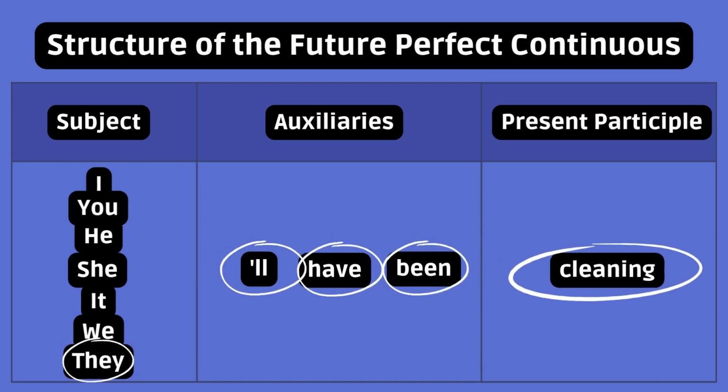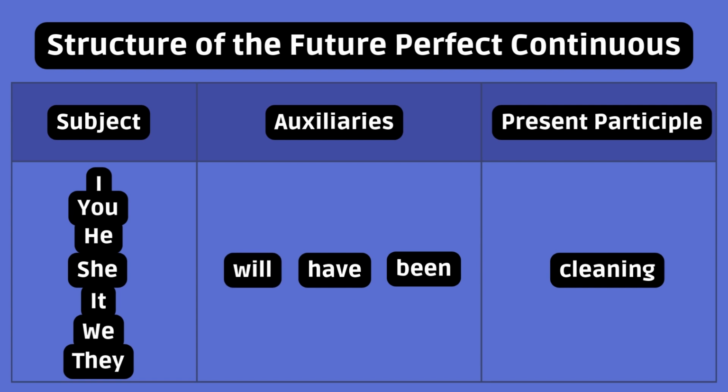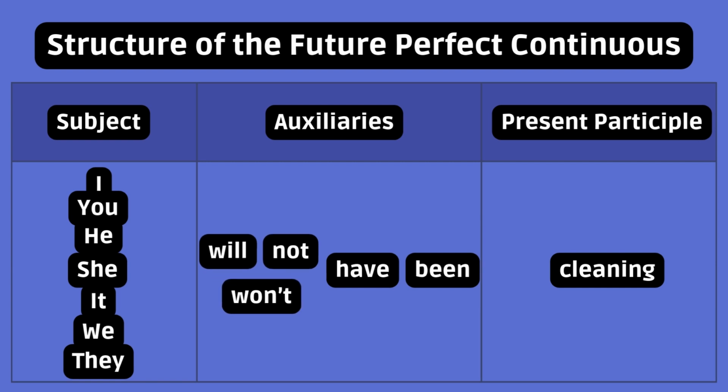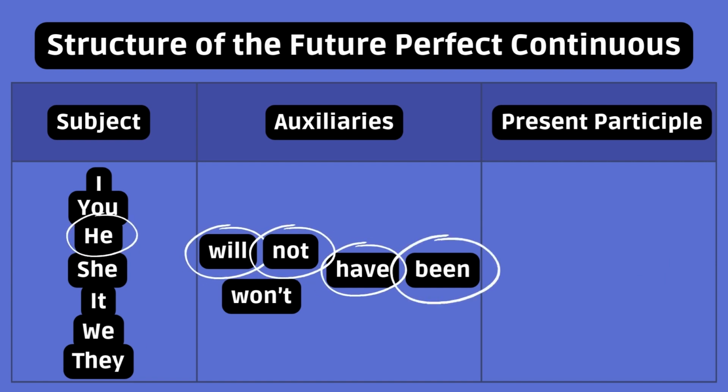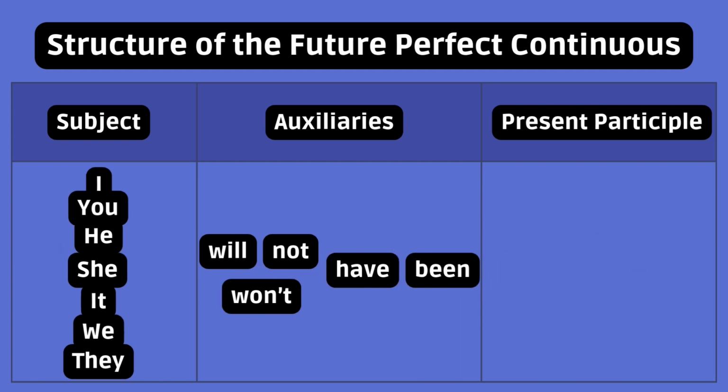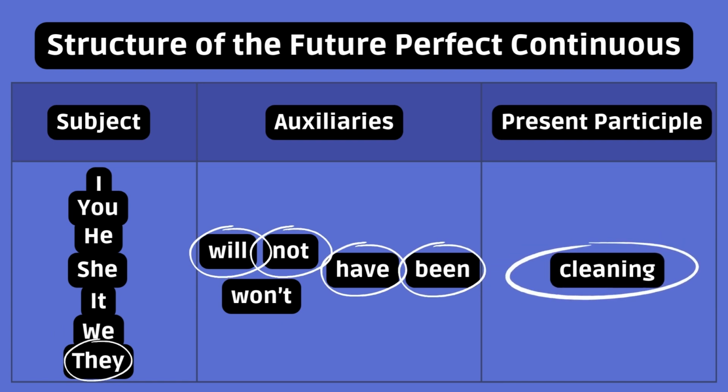They'll have been cleaning. Insert not between the first 2 auxiliaries, will have, to get the negative form, or merge will and not to get won't, which is very commonly used in spoken English. So we get he will not have been working. He won't have been working. We will not have been driving. We won't have been driving. They will not have been cleaning. They won't have been cleaning.